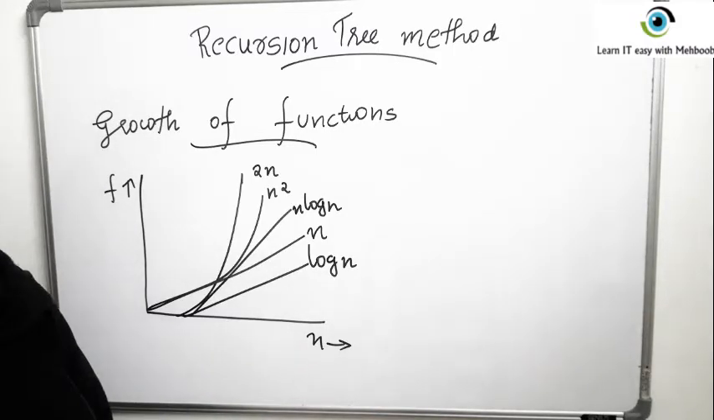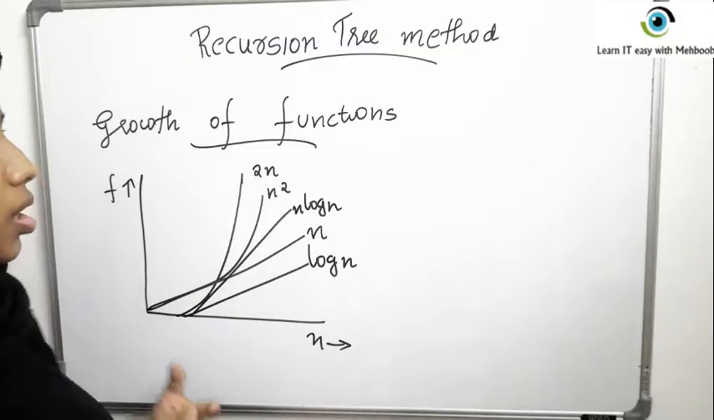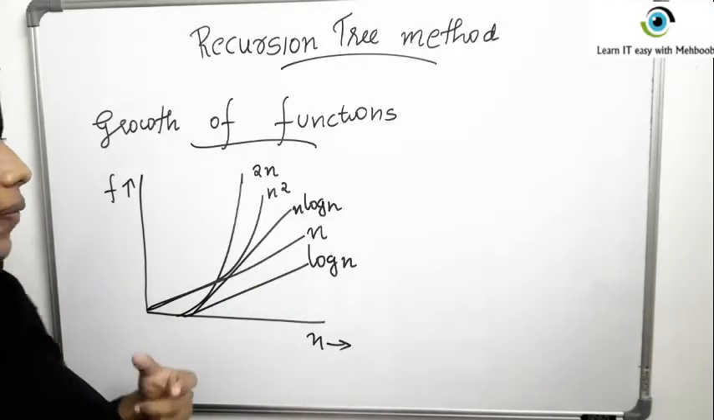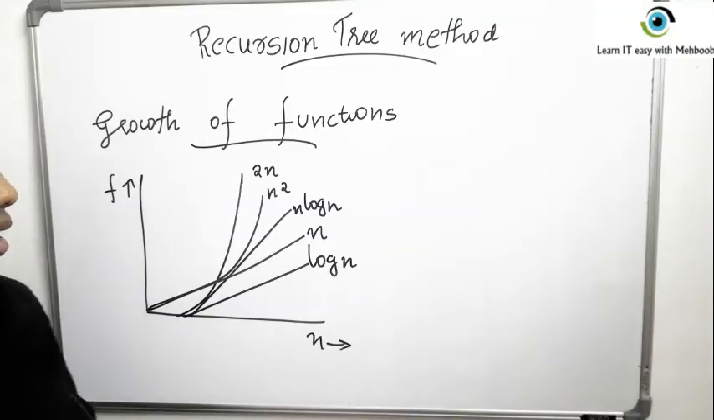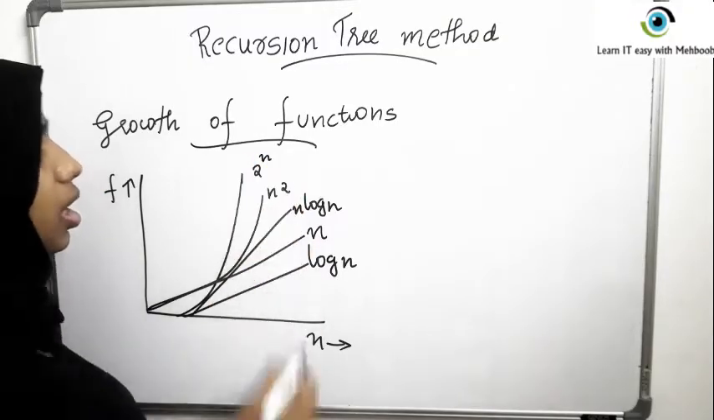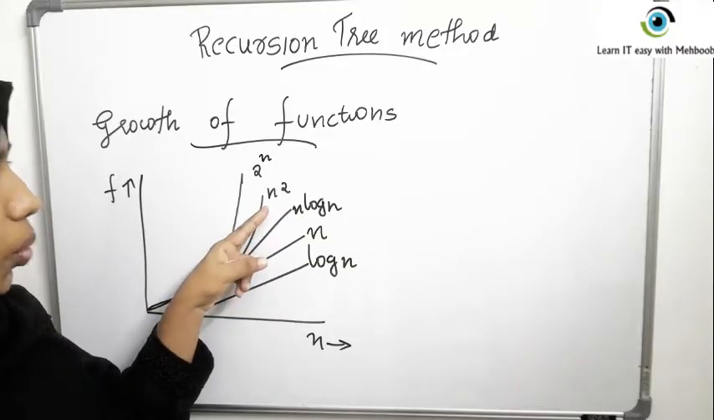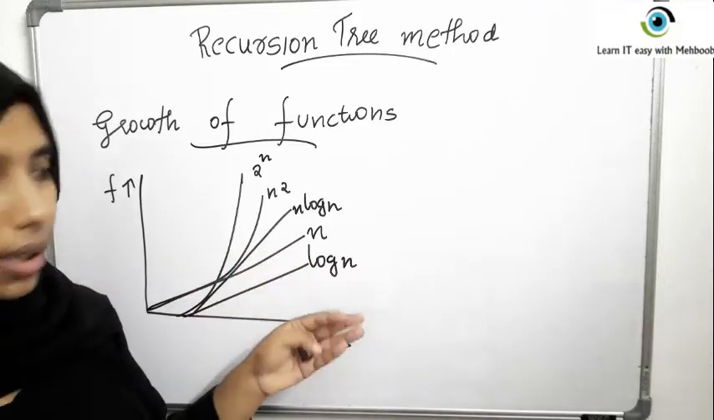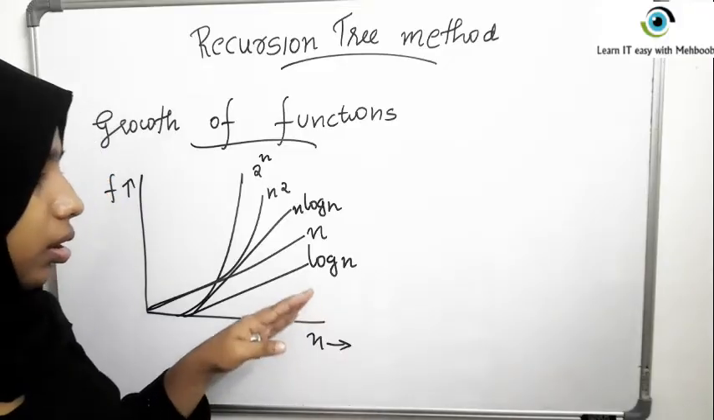So hello all, in this video we will see recursion tree method to solve recurrence relations. Before that we will see the growth of functions which is really required while doing complexity analysis, because we need to know which function is bigger than the others. So if you look at this, you can see that 2 raised to n is the biggest function, and n square is less than 2 raised to n, then n log n is even less than that, n is even less than n log n, and log n is less than n.